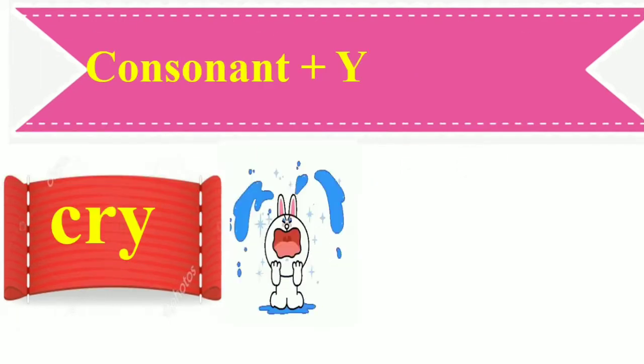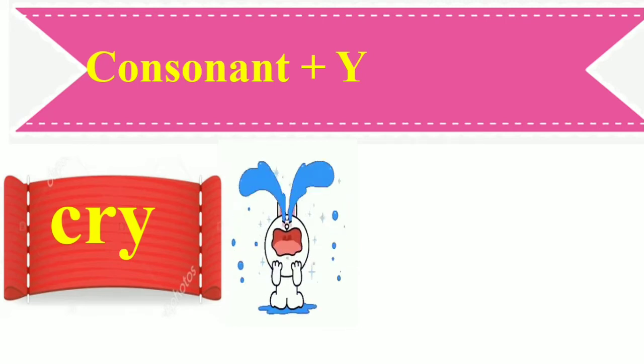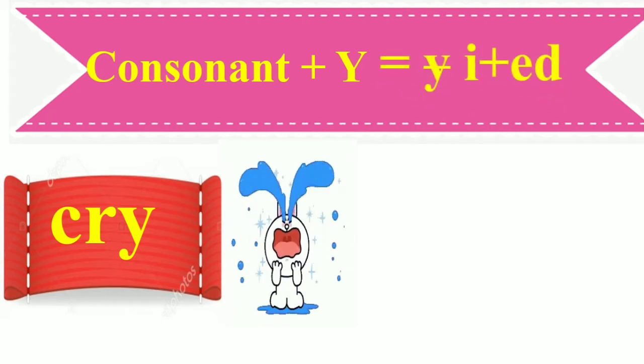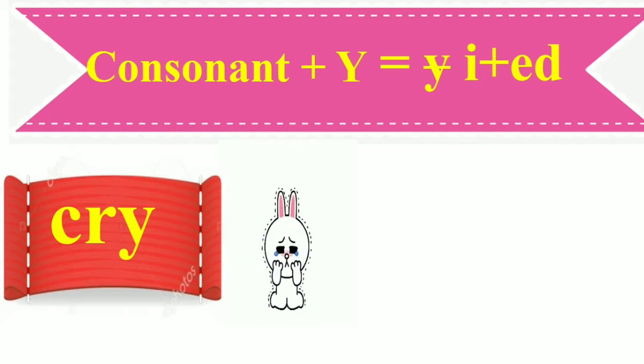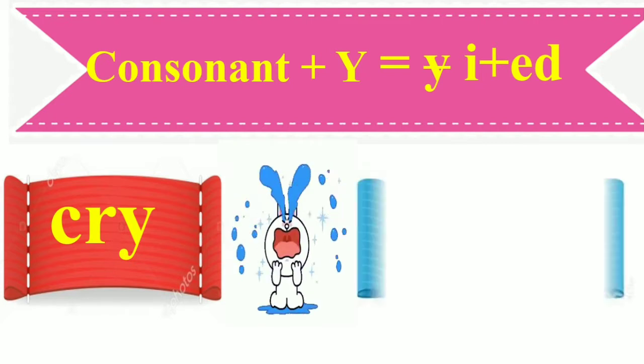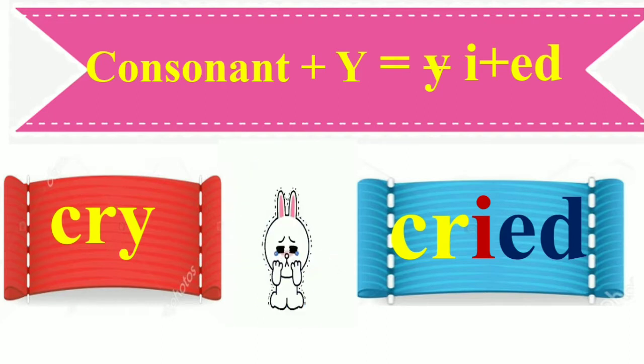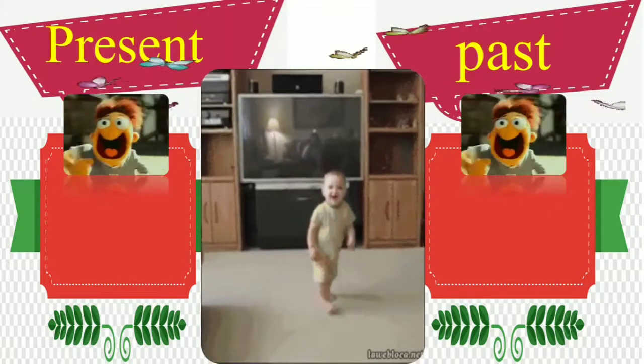Now consonant plus Y. Look at the structure. If you have got consonant plus Y, what we are going to do? We are going to remove the Y and instead of Y we will be writing I and then add ed to the verb and we have got the past form of the verb. Okay, so here are some examples of this rule.